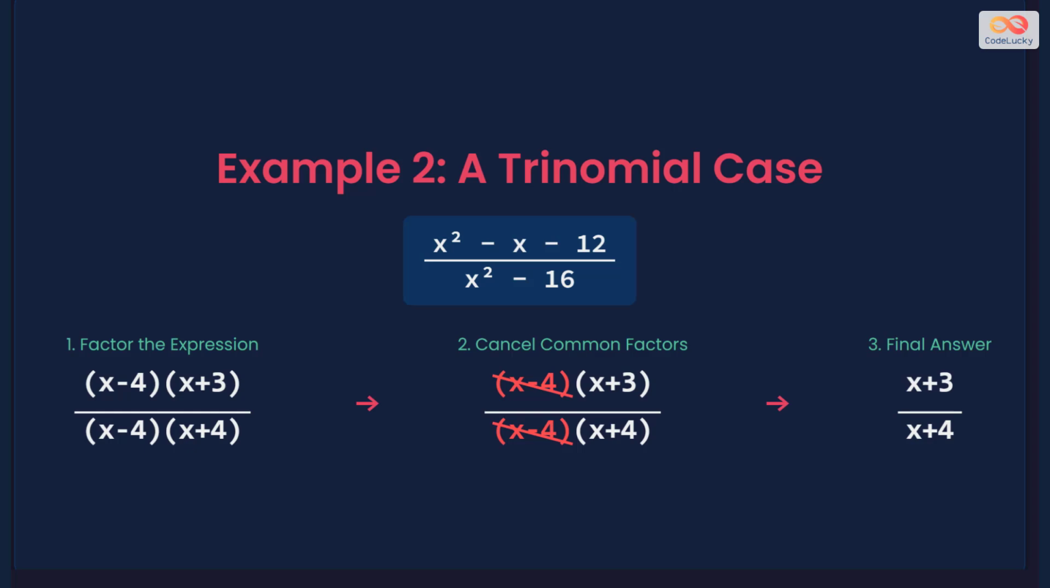Here's a slightly more complex case, (x² − x − 12)/(x² − 16). First, we factor the trinomial in the numerator into (x − 4)(x + 3). The denominator is a difference of squares, which factors into (x − 4)(x + 4). We see the common factor is x − 4, so we cancel it. Our simplified expression is (x + 3)/(x + 4).